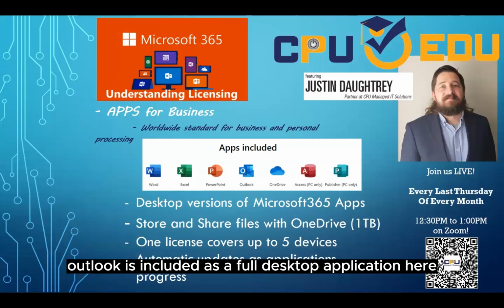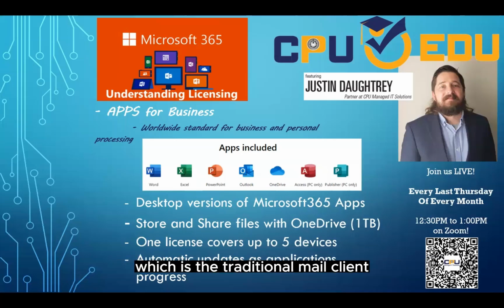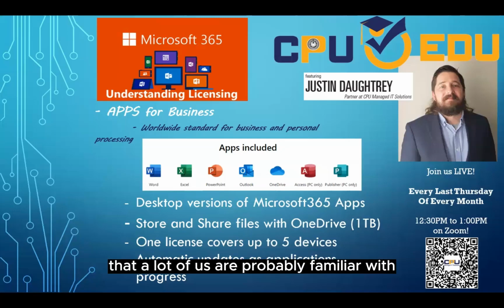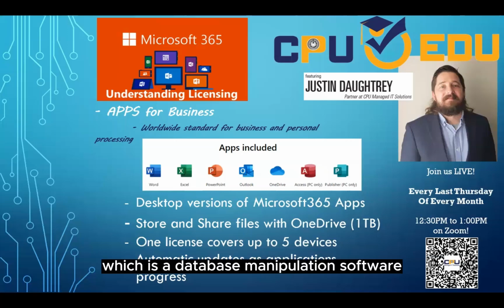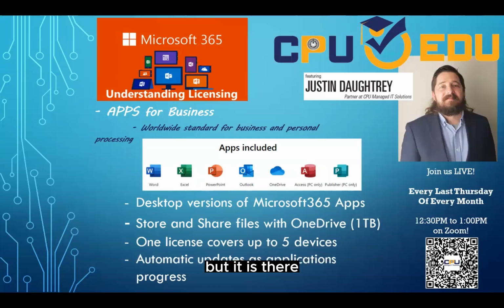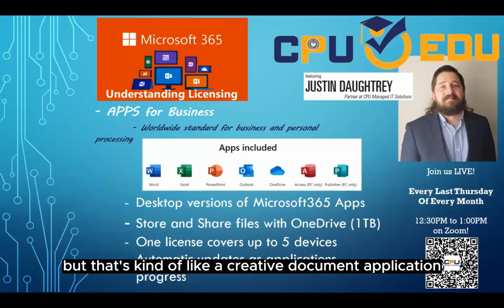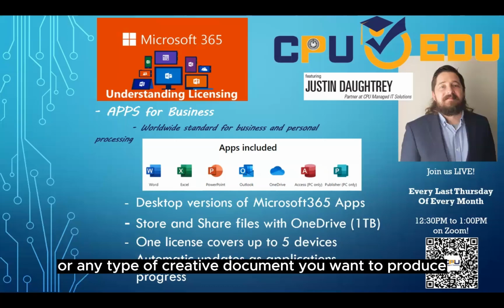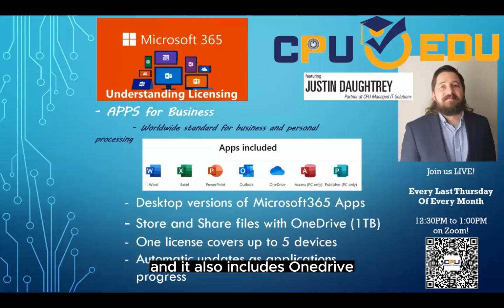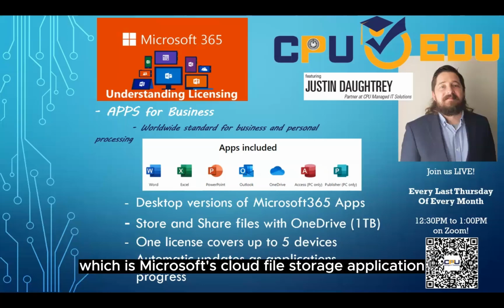Outlook is included as a full desktop application here, which is the traditional mail client that a lot of us are probably familiar with. It also includes Access, which is a database manipulation software that not a ton of people utilize or know about per se, but it is there. Publisher is another application that gets overlooked a little bit, but that's kind of like a creative document application where you can put text and images and things like that all into things such as flyers or any type of creative document you want to produce. And it also includes OneDrive, which is Microsoft's cloud file storage application.